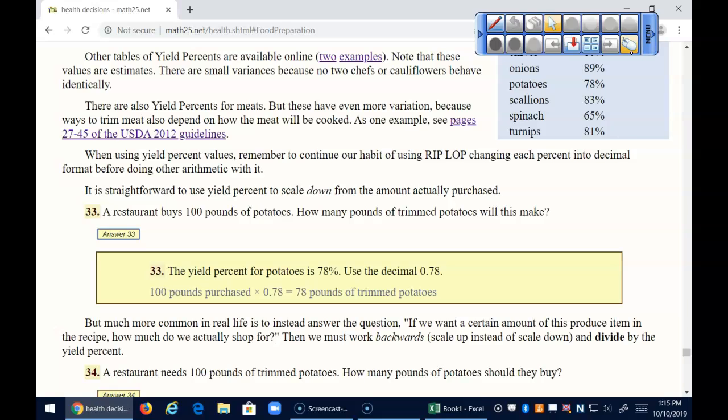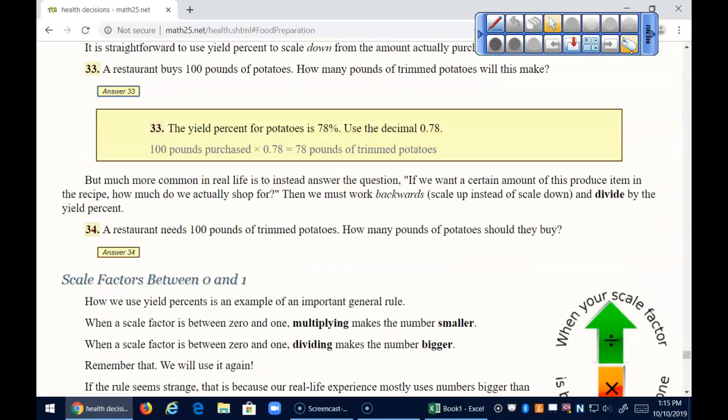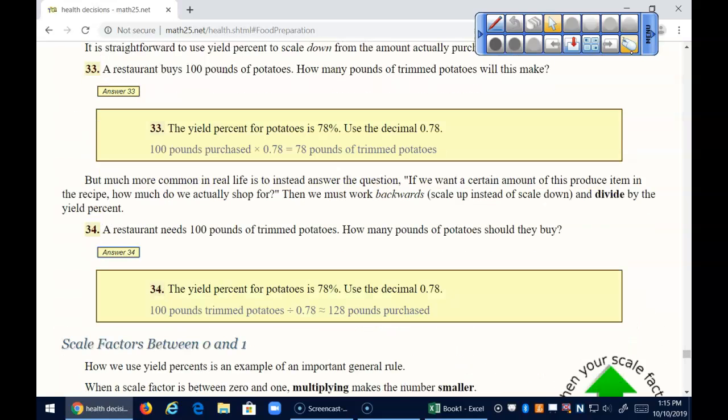How do I do it the other way? I want 100 pounds of potatoes in my pot. How much should I shop for? What am I going to do? I can't do it times 0.78. That's going to make it smaller. Divide, yeah. So if I want to use these backwards, then I divide instead of multiply, and they get bigger.